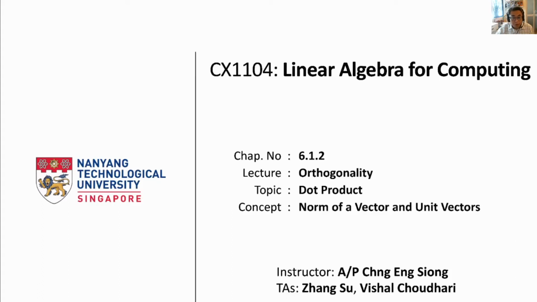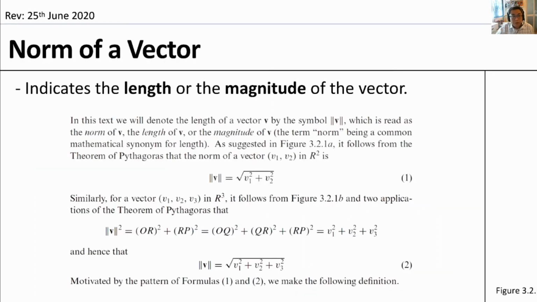This is 6.1.2 Linear Algebra for Computing. In this section, we'll talk about the norm of a vector and unit vectors. The norm of a vector indicates the length of the vector, or sometimes instead of using the word length, we can also use the word magnitude. Basically, it is a value that indicates how long this vector is.